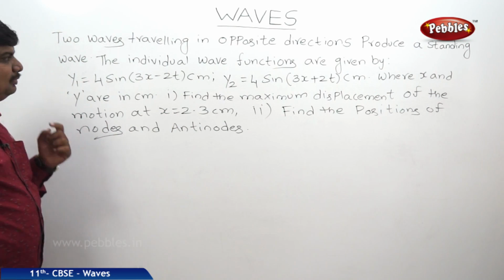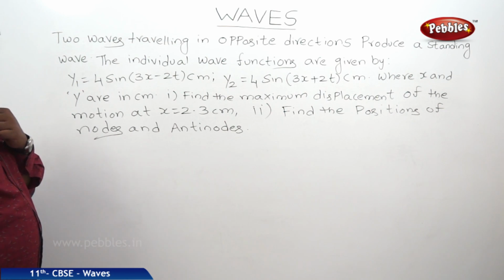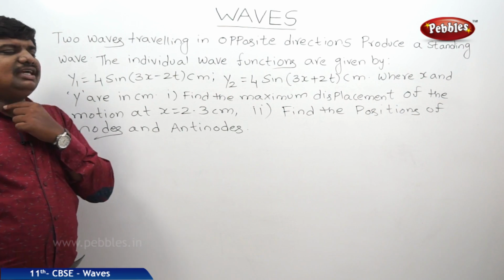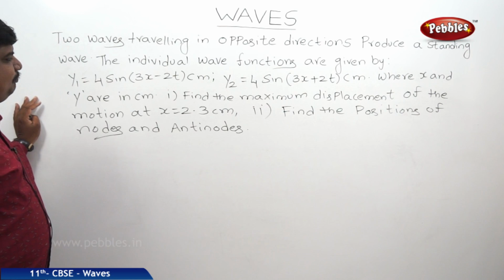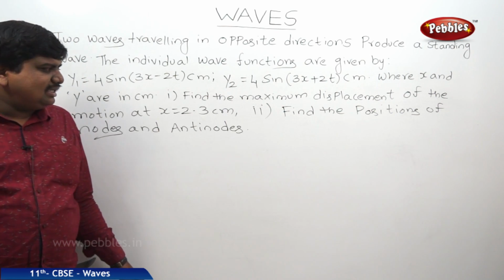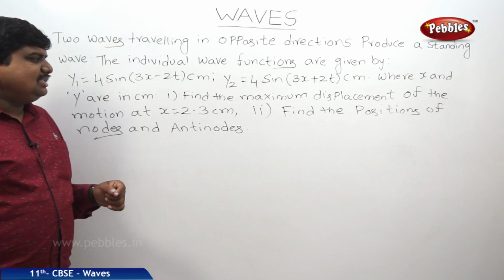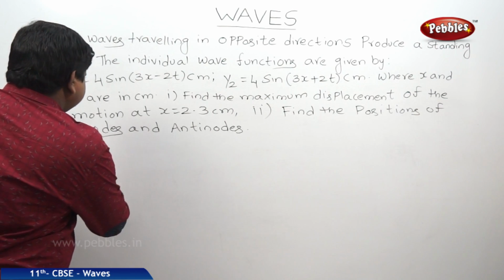The content of the numerical is: waves traveling in opposite directions produce a standing wave. The individual wave functions are given by y1 = 4 sin(3x - 2t) centimeter, y2 = 4 sin(3x + 2t) centimeter, where x and y are in centimeter. Find the maximum displacement of the motion at x = 2.3 centimeter. It is the first bit. Second one, find the positions of nodes and antinodes.